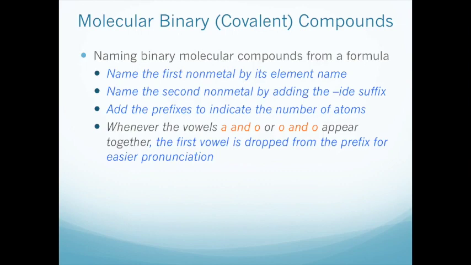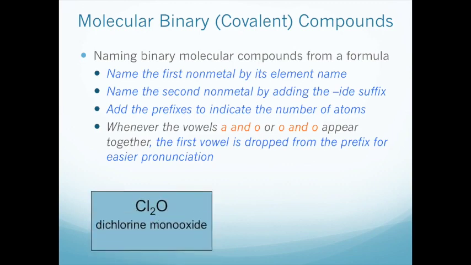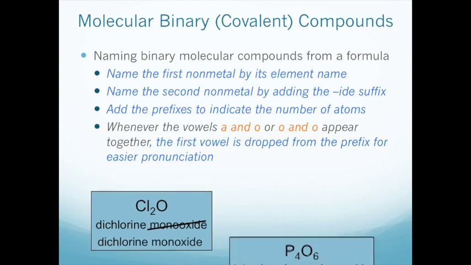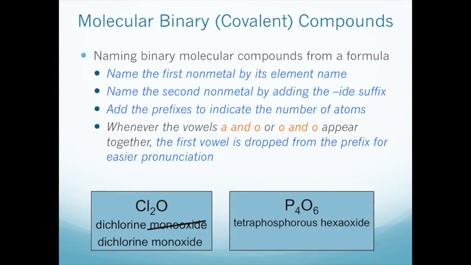Now, naming, so adding the prefixes will sometimes cause two vowels to be adjacent to one another. So if you ever have an O or an A that appear next to one another, you drop the first one and keep the second one for ease of pronunciation. For example, dichlorine monoxide is not monooxide, it's monoxide. Or tetraphosphorus hexoxide, it's not hexaoxide, it's hexoxide.